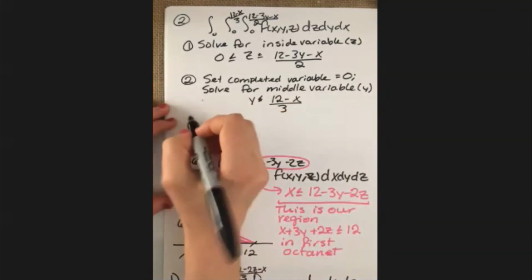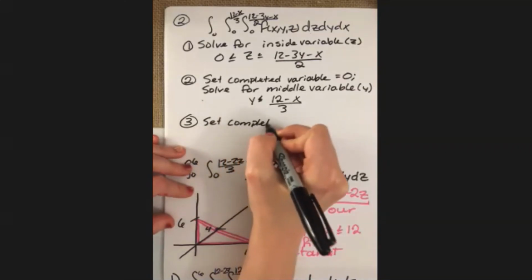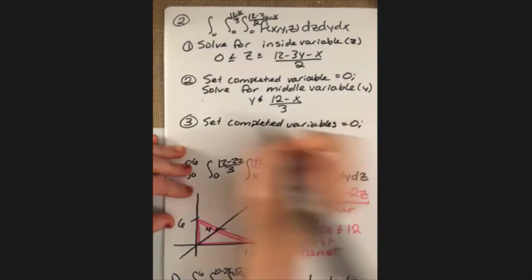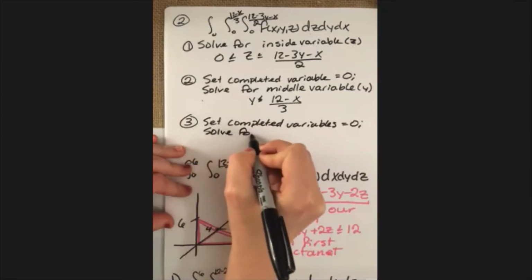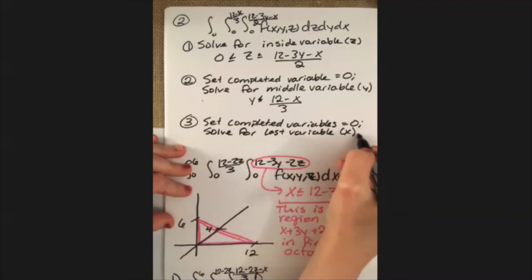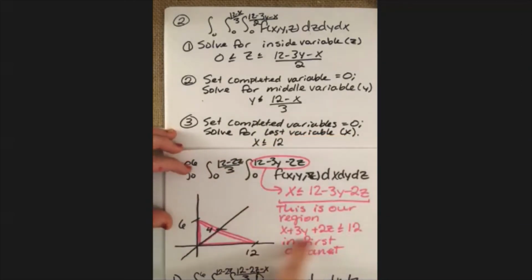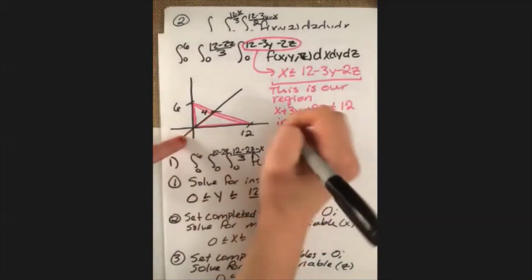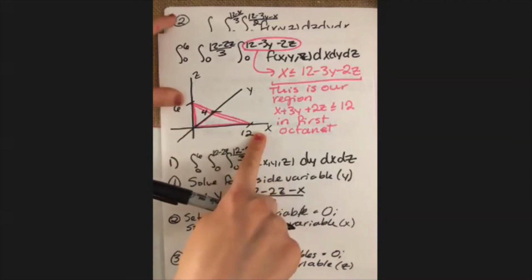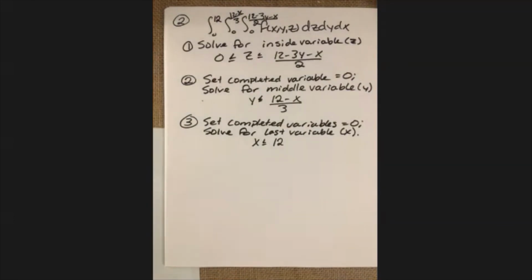And then finally, same idea when we're working with the third one. Set the completed variables equal to 0. Solve for the last variable, which in this case is just x. So we're going to get that x has to be less than or equal to 12, looking at this guy right here, which again, that kind of makes sense because I guess x, y, z. Along here, that's the largest value that x could possibly achieve. And that's pretty much all there is to it.